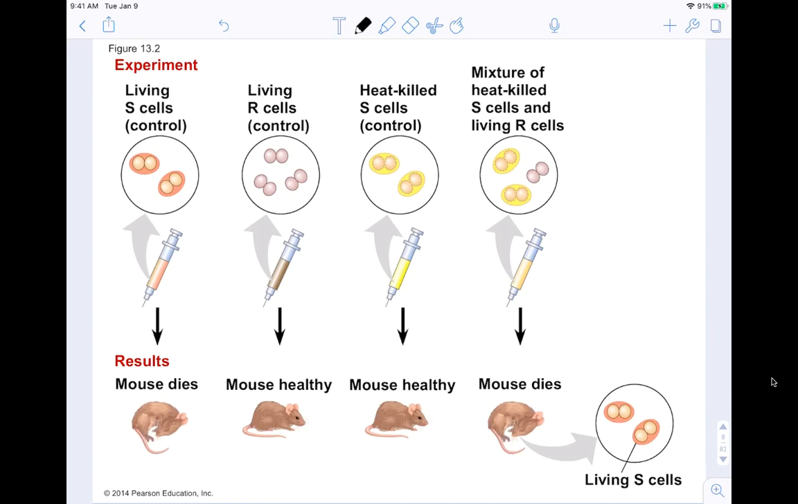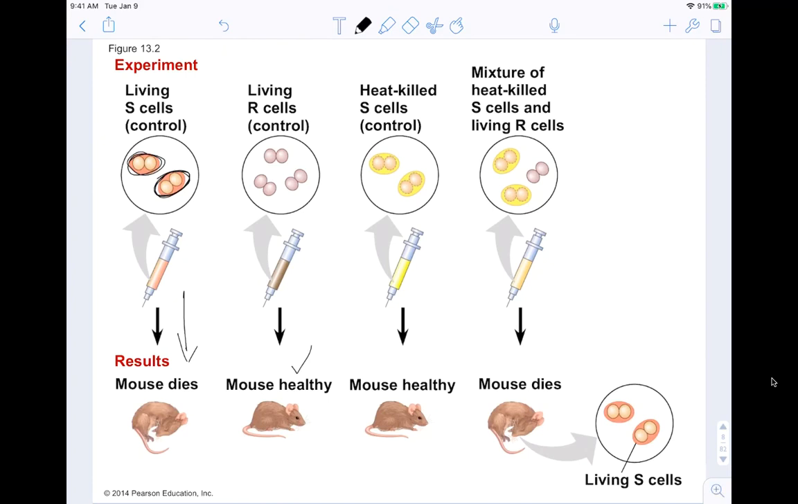Okay, the living R cells, which means rough, because they don't have this around the outside here, it's called a lipopolysaccharide layer, which kind of allows these bacteria to hide from the immune system, which is why the mouse dies, because it has this kind of shield around the outside that protects it from being detected by the immune system. So the R cells, the rough cells, they are not protected, right? There's no coating around them. There's nothing like that there. So they can be detected by the immune system, which means that we have a healthy mouse because the immune system is going to clear that.